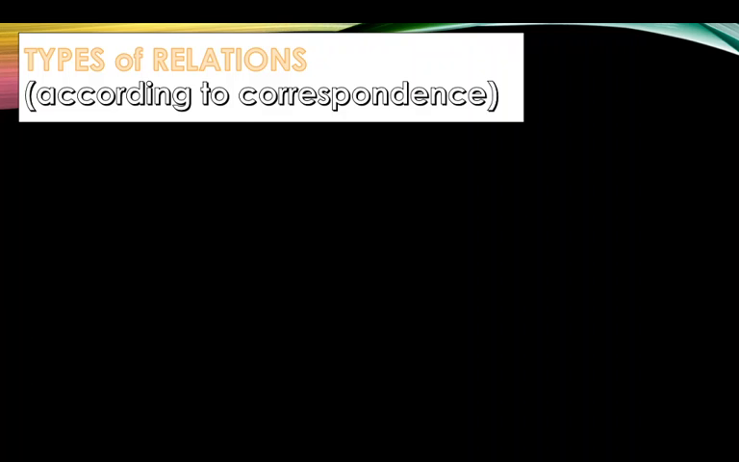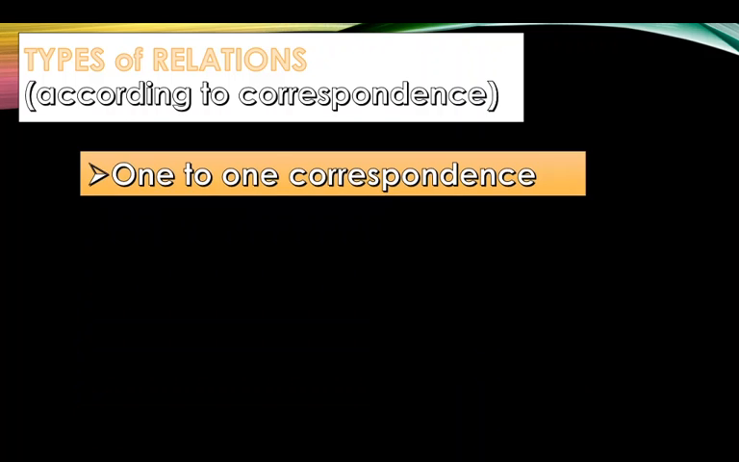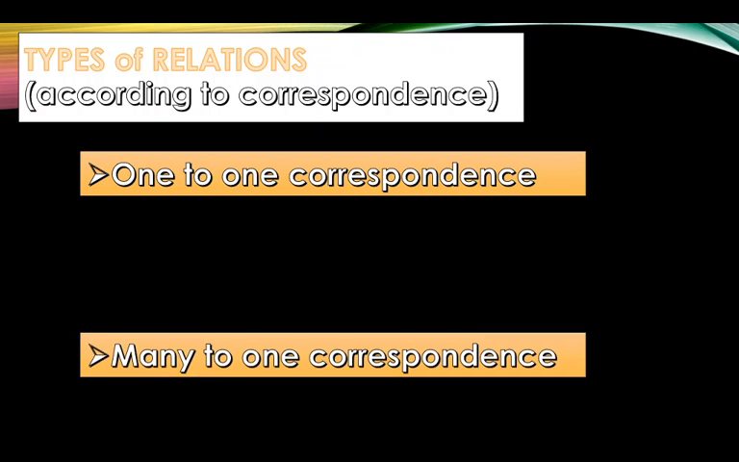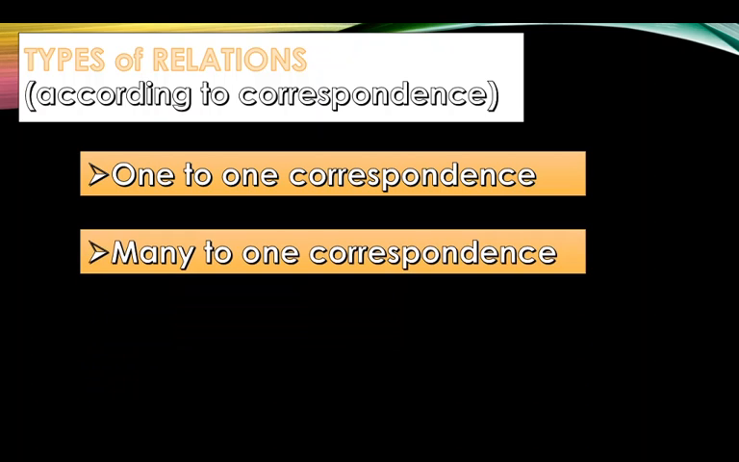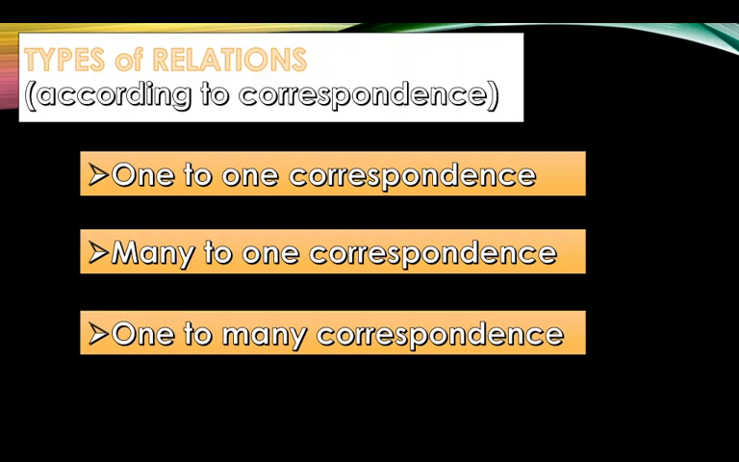Now, we have the different types of relations. This is according to correspondence. One-to-one correspondence, many-to-one correspondence, and one-to-many correspondence. Again, class, we have different types of relation.